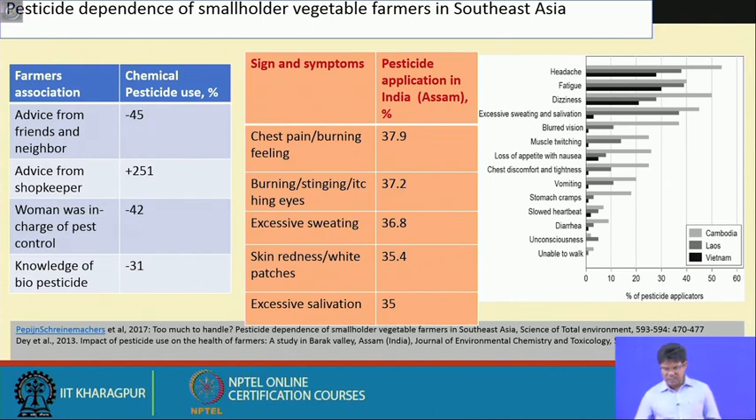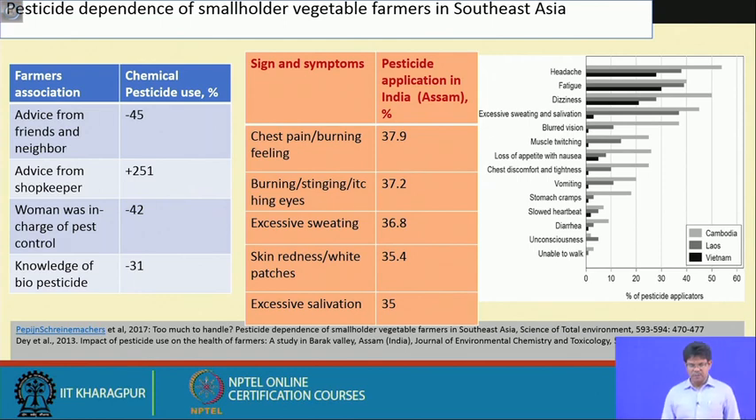If you see the left side, the farmers' association and chemical pesticide use. Around 900 farmers were interviewed for this exercise. You can see that if the farmers take advice from friends and neighbors, the use of synthetic pesticides is lowered by 45%.